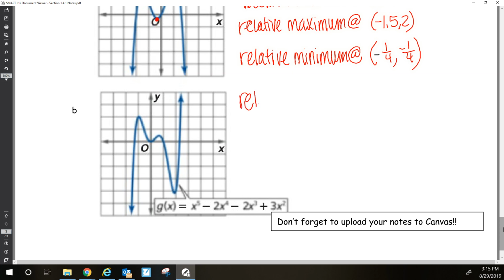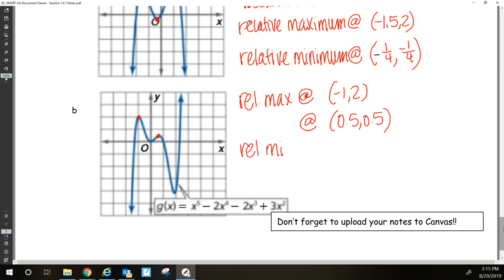So relative max at, let's call this first one. What is that? That looks really close to -1, 2. We also have one at, that one's harder to call. I'll call it a half. And then our relative mins, one of them's right there at 0, 0. And the other one's down here, kind of close to 2, -4, but just less than that. So 1.9, -3.9. How fancy is that, right?